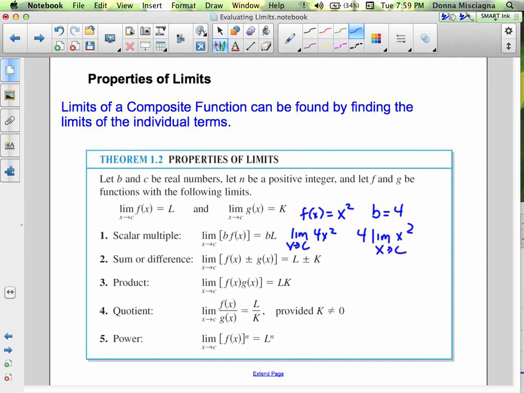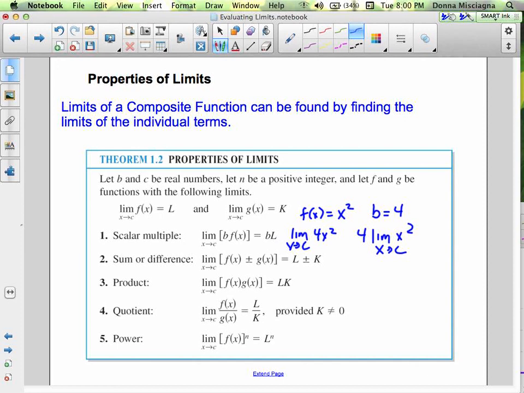So the limit of a function multiplied by a constant is the same thing as the value of the limit times the constant. So I could pull that 4 out. And you might think, why would we want to do that? There'll be times when that would be helpful. Not most of the time, but some of the time.